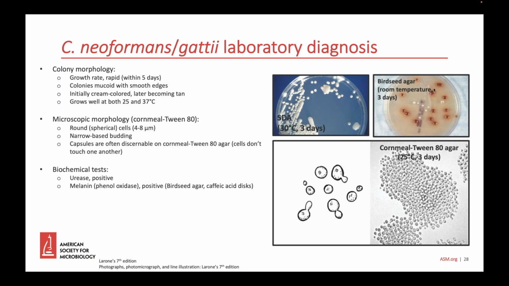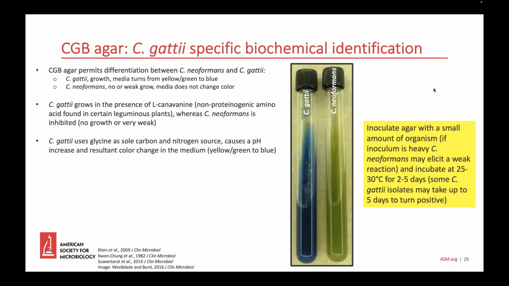Biochemical tests, they're both urease positive. They're melanin positive because of that phenol oxidase. They can only be differentiated using molecular methods such as mass spectrometry or nucleic acid-based methods, but also they can be differentiated using a phenotypic method. So this is one of my favorite media of all time, CGB agar, that I alluded to. So how does it work? Essentially it allows differentiation between neoformans and gattii.